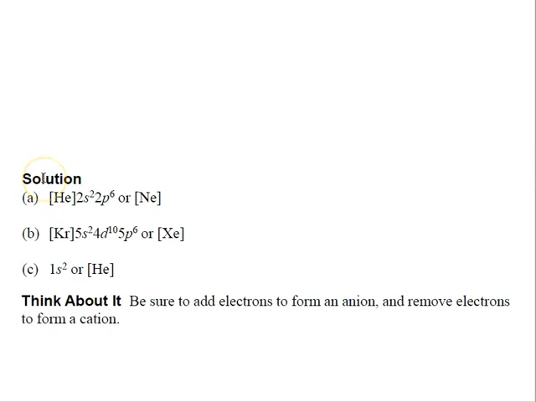The solution for these, and they've abbreviated these using the nearest noble gas in brackets. So this is an abbreviated electron configuration. And it's 2s2, 2p6. You'll notice it's also the same as the nearest noble gas, neon. For part B, we have krypton is the nearest before it, 5s2, 4d10, 5p6, which is also the same as xenon. And the last one, just 1s2.